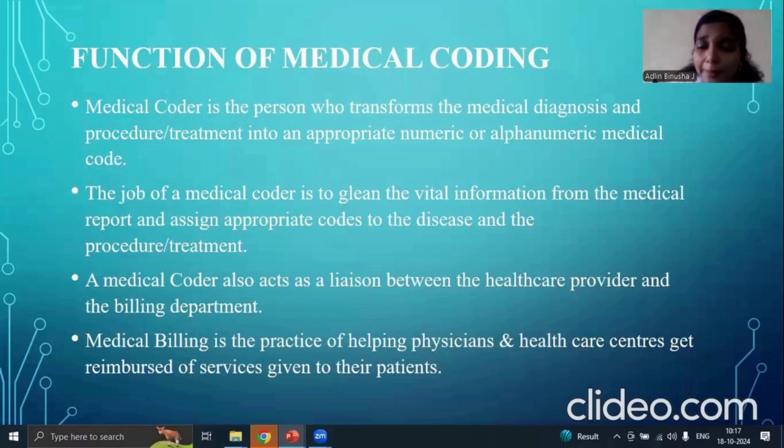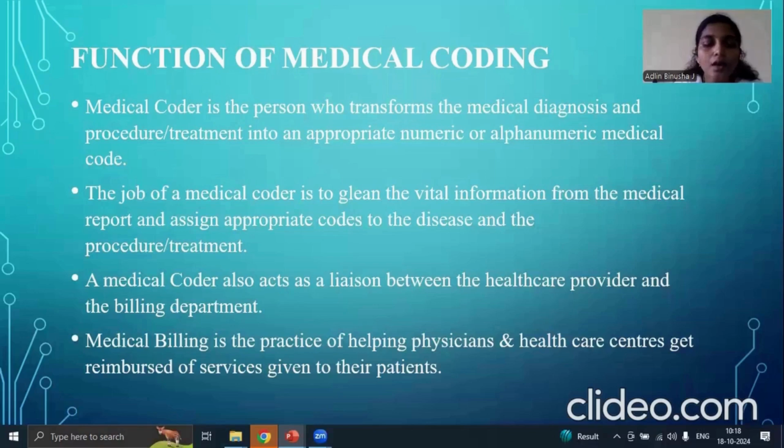It's the practice of helping the physicians or the healthcare centers get reimbursement for services given to the patients. I'll explain this. First, the doctor will list out all the diagnoses. These diagnoses will be carried forward or handed over to the medical coder. The coder will assign the appropriate codes to each and every diagnosis or procedure. These codes will now be handed over to who? The medical billing department.